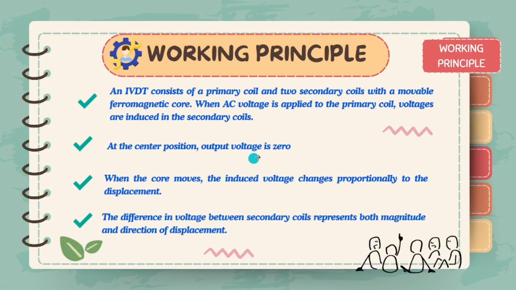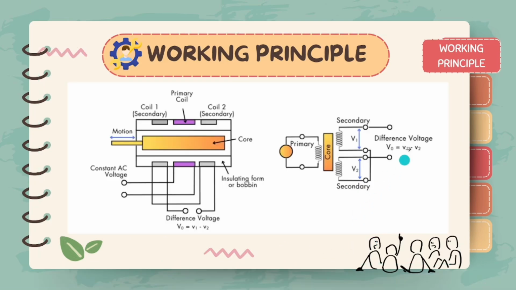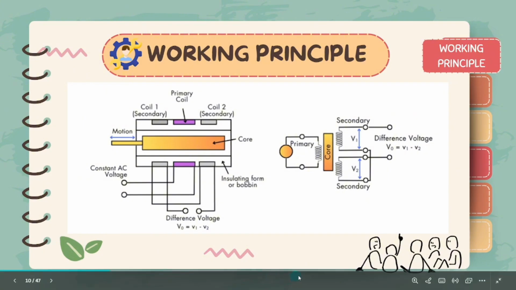At the center position, the output voltage is zero, and when the core moves, it induces voltage changes, and the difference between the voltages of the secondary coils represents both magnitude. We're going to go through the diagram. So this is the diagram of the working principle.